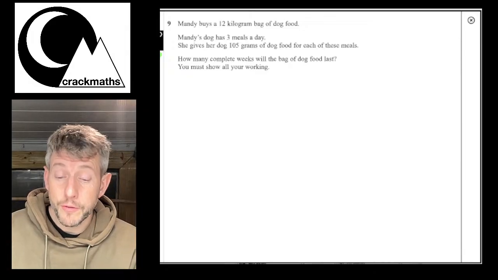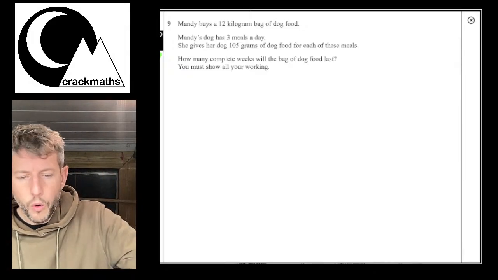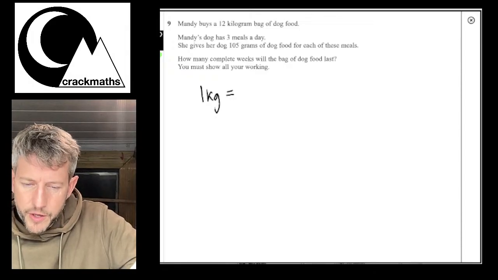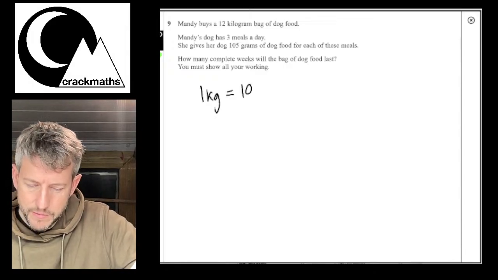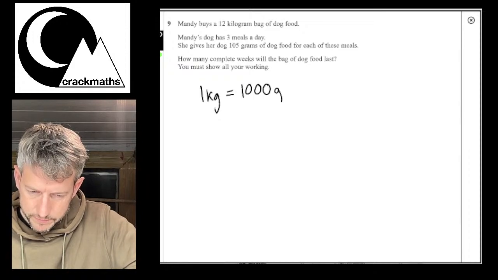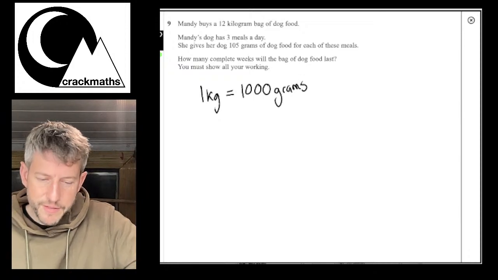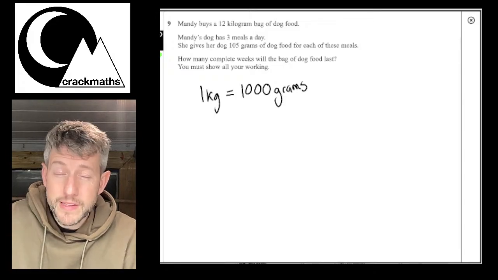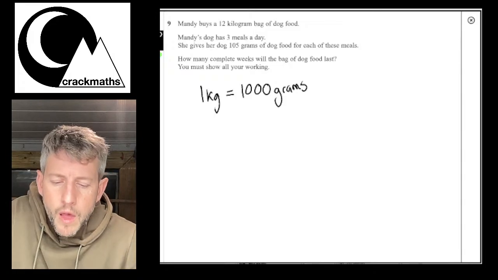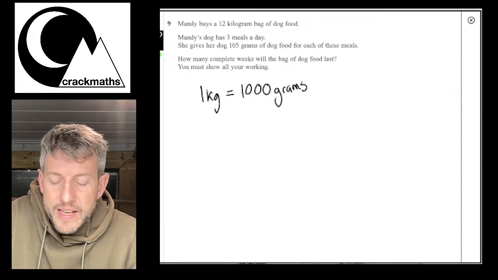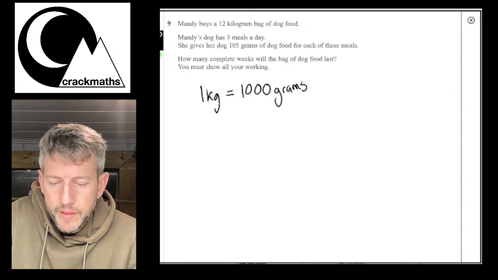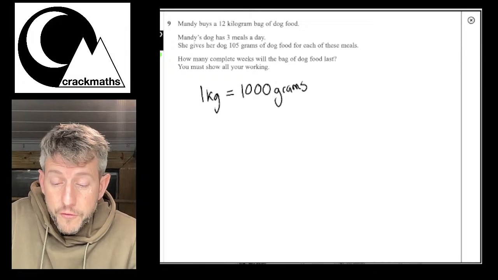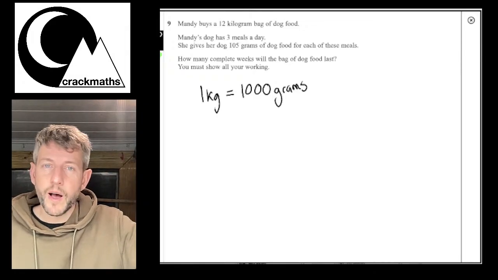Okay, right, so things that we need to know. 1 kilogram is equal to 1,000 grams. Okay, that's the first key thing that we need to know here. And if you write that down, you probably actually get a mark for that. Mandy's dog has 3 meals a day, and she gives her dog 105 grams. So let's start playing around with that.